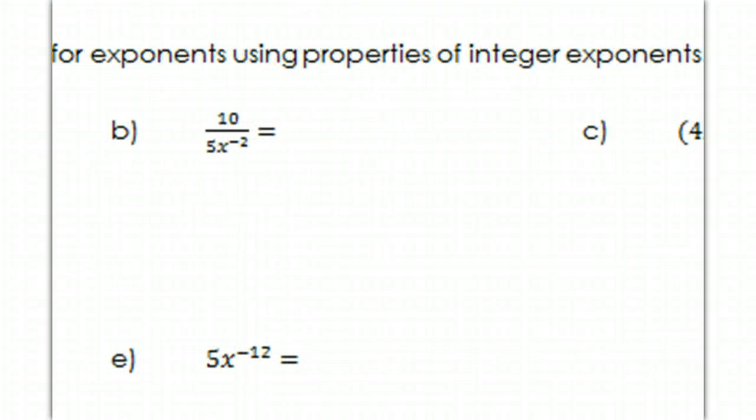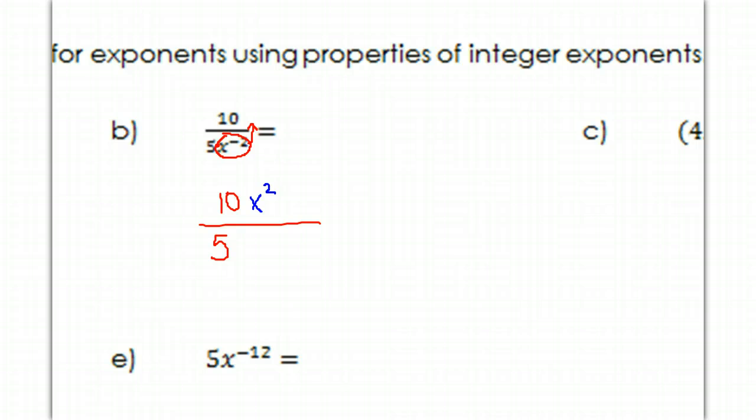On letter B, we don't like negative exponents. We can't have a simplified expression with a negative exponent. Only the x is going to the negative second power, so we need to move the x and its exponent of negative 2 to the top. So the 10 is going to stay where it is, the 5 is going to stay where it is, and that x to the second is going to come up, and remember, when it comes up, it's going to be a positive 2.